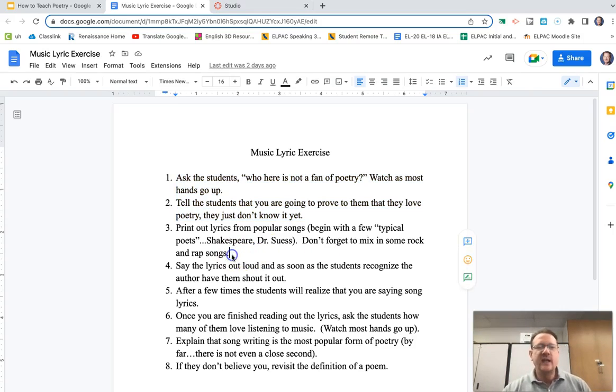So what I do then is I say, okay, guys, I have a stack of poems in my hand. I'm going to start reading some lines from a popular poem, and you tell me who the author is. Just shout it out. No need to raise your hand, just shout it out. And I'll start with one fish, blue fish, and I forgot the poem.